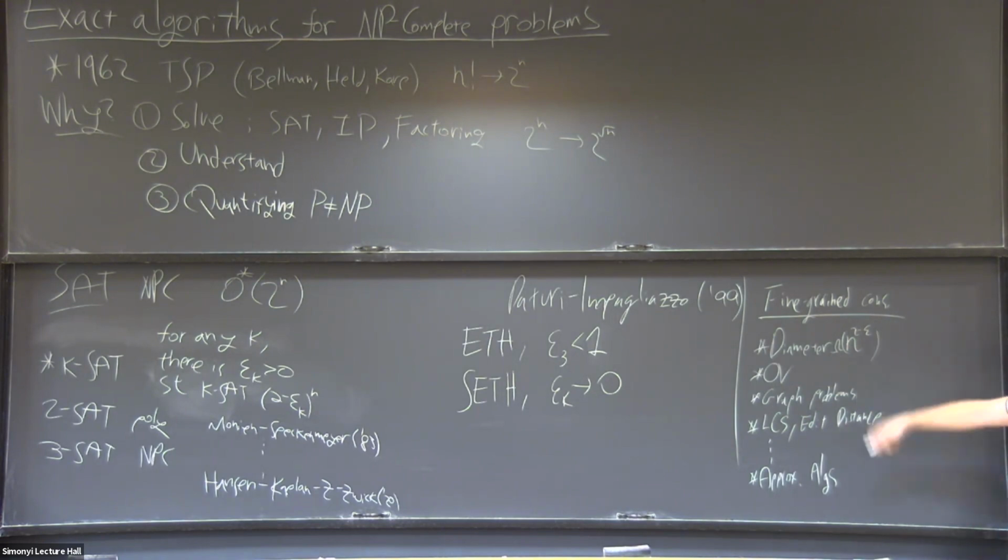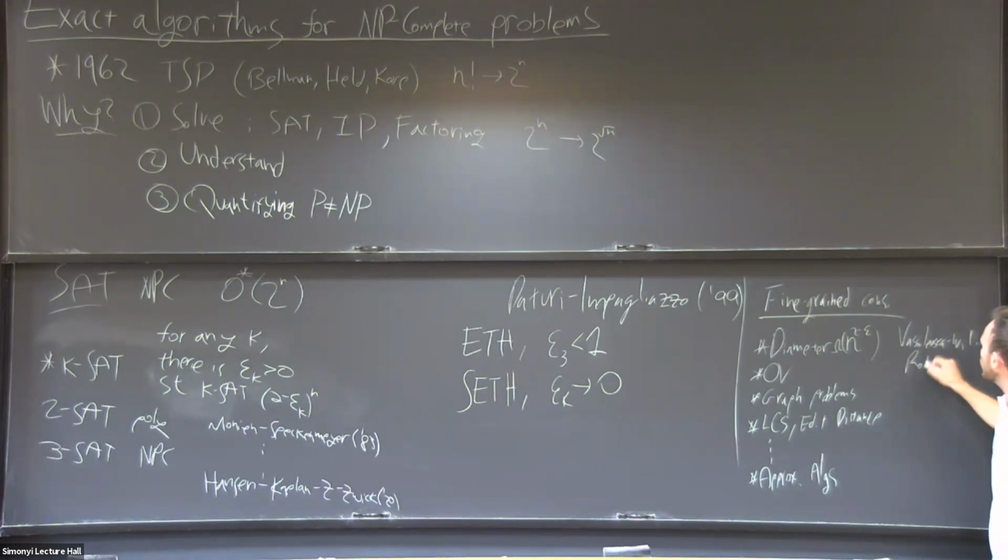The first of this form was probably of Vassilevska Williams and Ryan Williams, and Roditty. Virginia has a lot of work in this body of work. Also, Amir Abboud has probably at least half of these papers.